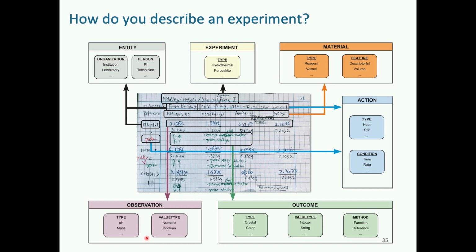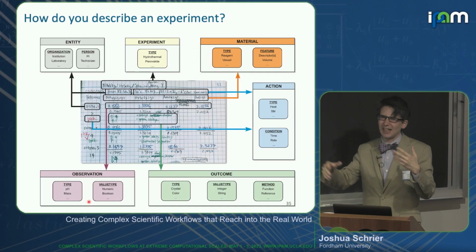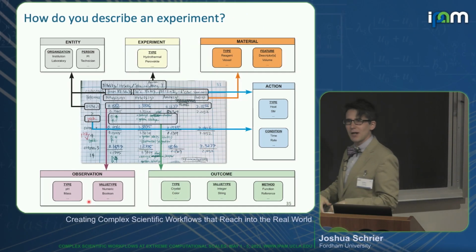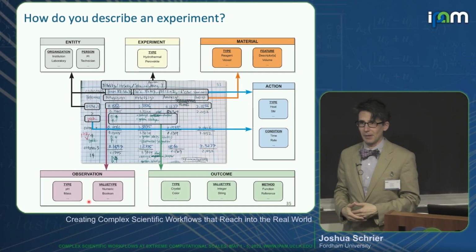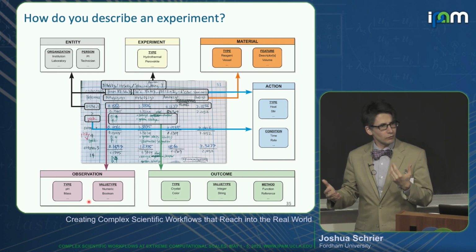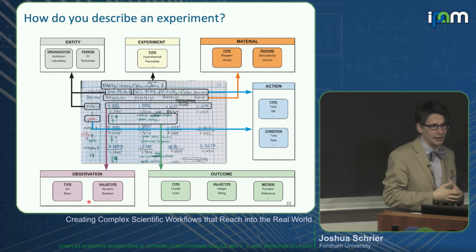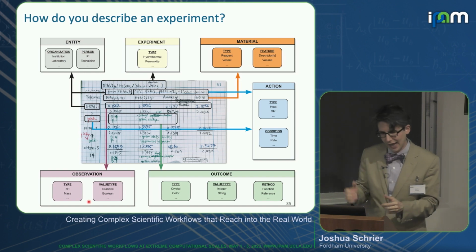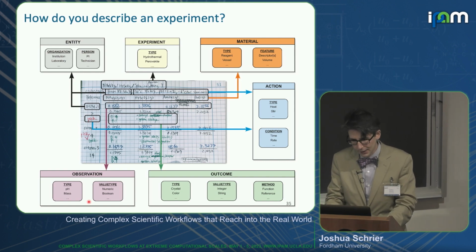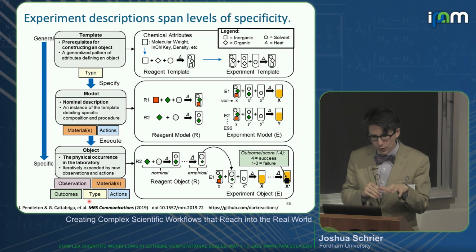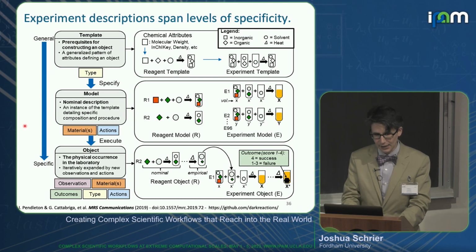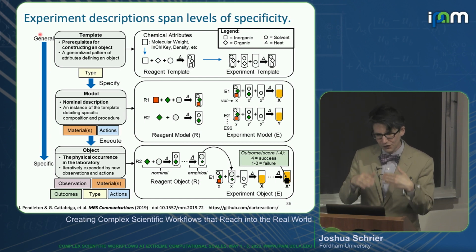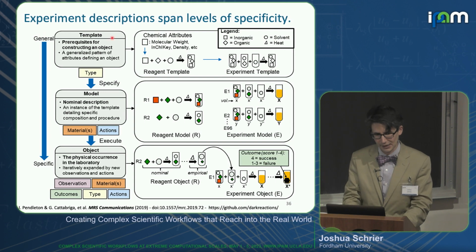One of the things that we thought was really important is this idea of what makes an experiment the same type of experiment. In other words, how should I judge the similarity of a group of reactions together? A way that we thought about doing this was defining different levels of specificity for describing an experiment, right?